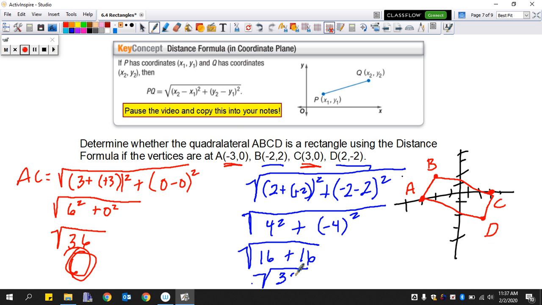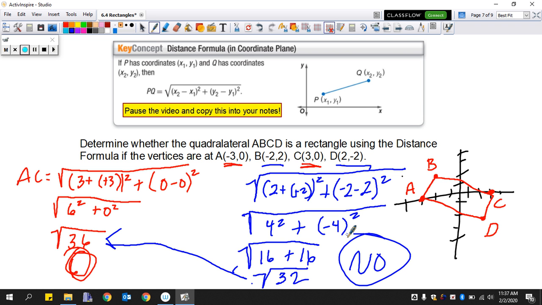Here we had 36. So no, it's not a rectangle. We can see because the two diagonals are a different length.